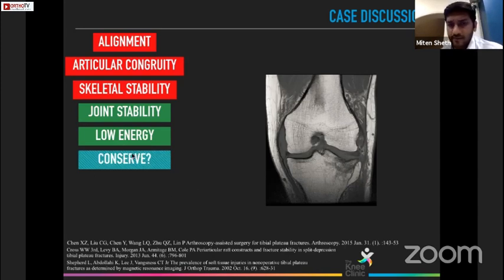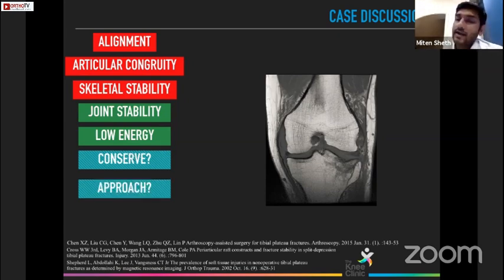So do you conserve? Maybe not, because the depression is significant and there is splaying, and both of these mean that there is a lateral meniscus component involved as well, which is seen on the MRI. There is an MCL component as well. So how do you approach this?